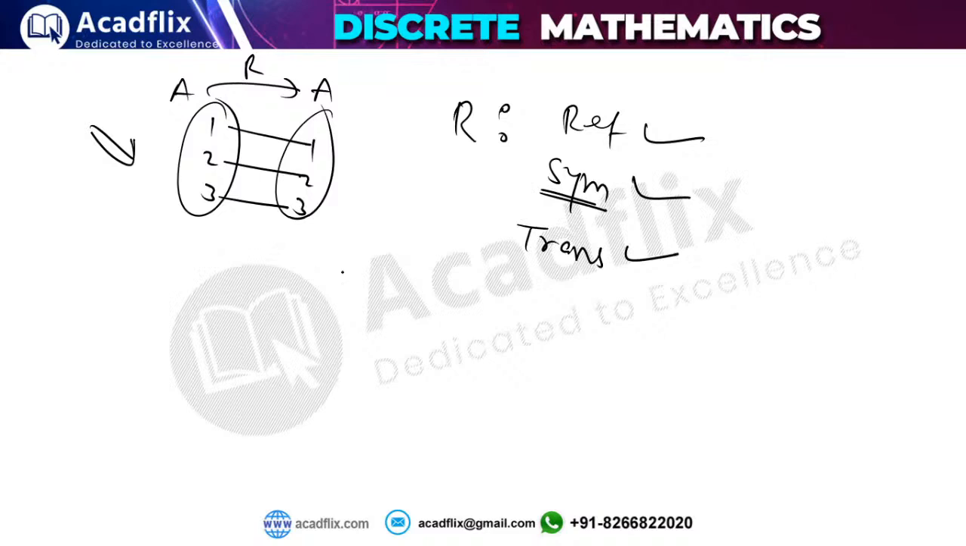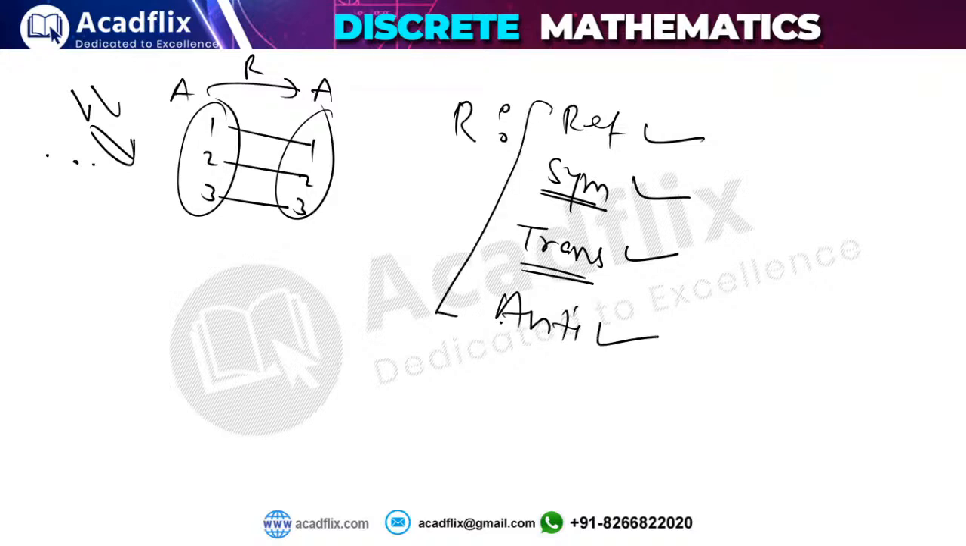You can check this is transitive. In the last class we have already taken this example, that's why I am just directly writing. You can refer to the last lecture, where I have explained why this is symmetric and why this is transitive. This is anti-symmetric also. So you can see all these properties are satisfied.